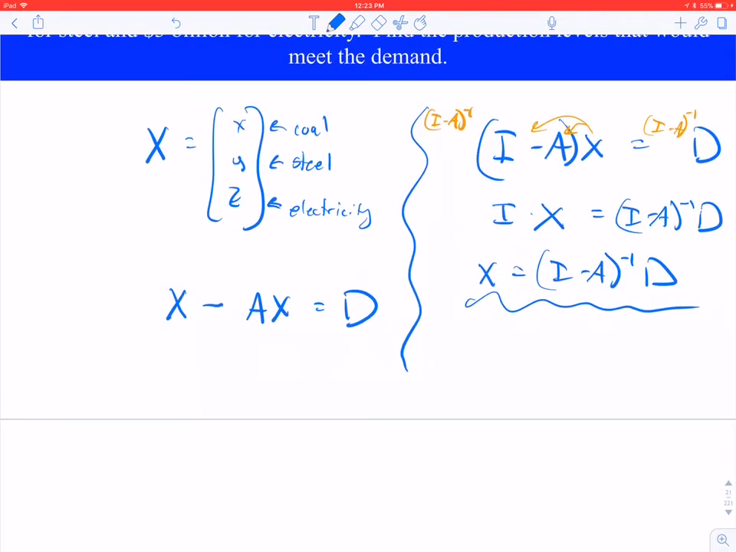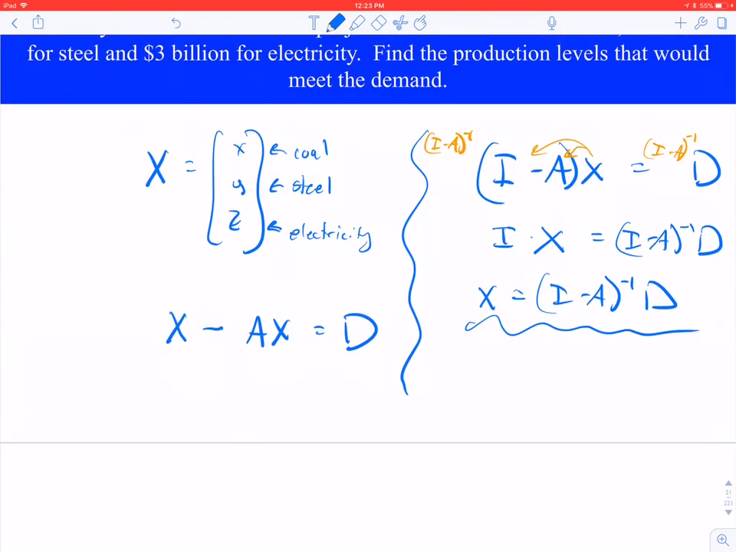Again, you don't need to know this. I'll give you this on the exam, so you just need to know how to use it. Doing this operation, solving this matrix equation, should give us the solution that we're looking for: how much of each industry we need to produce to meet the demands.